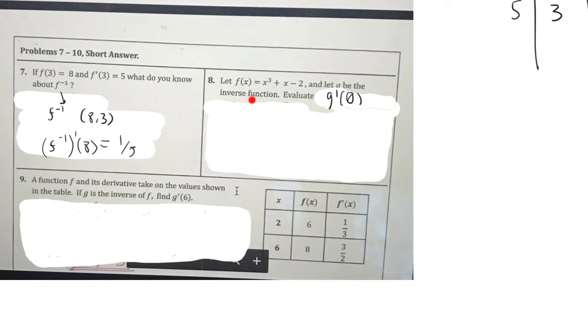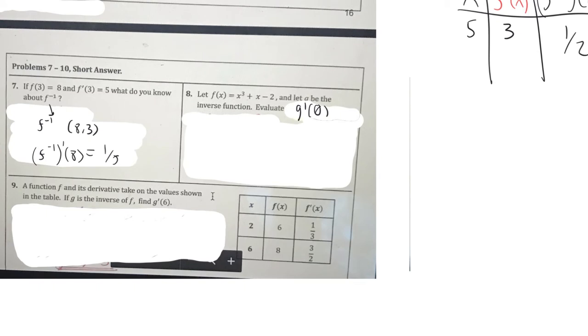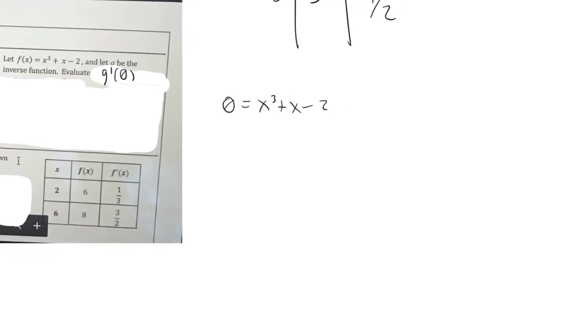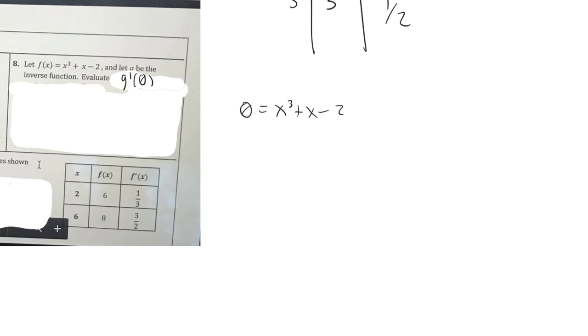Problem number 8, let f of x equal that. Let g be the inverse function. Evaluate g prime of 0. Cool. So I think this is much like the earlier problems, right? g prime of 0. The so-called b in this case is 0. So we're going to set the original thing equal to 0, and then we would have to solve for x. So that is, once again, unfortunately, a rational root theorem situation. So we're looking at plus or minus 1 and 2 as the potential rational roots.